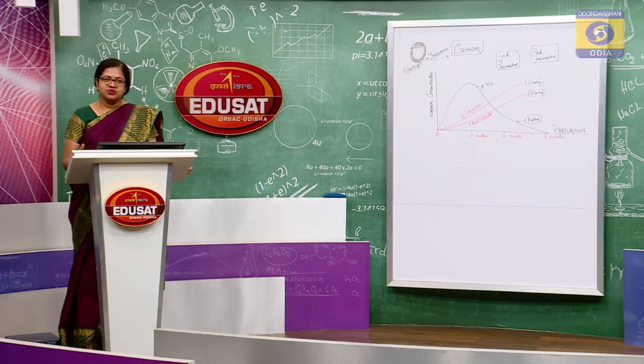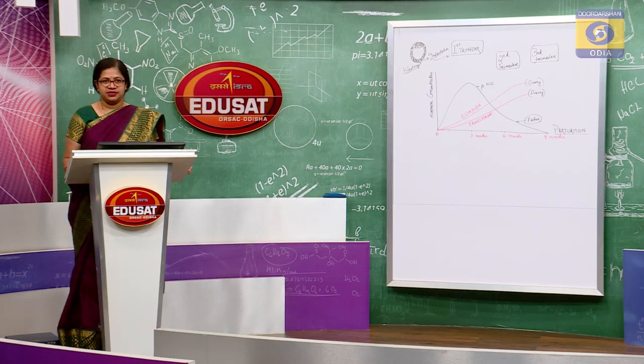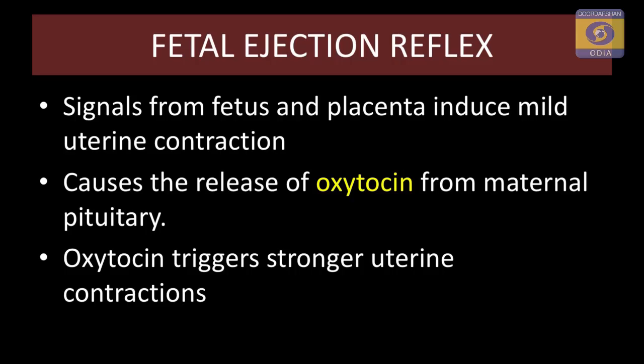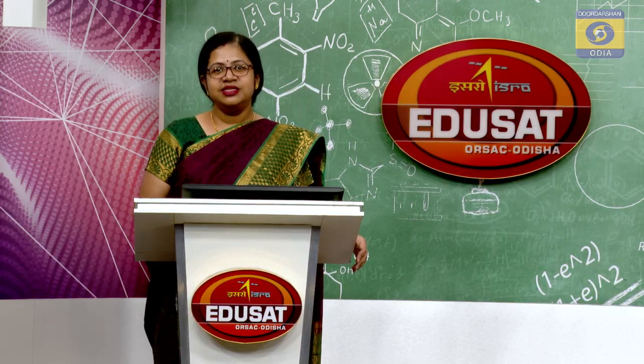Now, when the gestation period is complete, the fetus will send certain signals. The signals from the fetus and the placenta will induce mild uterine contractions in the mother, and this will lead to release of oxytocin from the pituitary gland of the mother. So, pituitary gland will secrete oxytocin and the level of oxytocin will go up in maternal blood. This oxytocin will trigger further stronger uterine contractions. As oxytocin concentration keeps building up, these contractions will increase in intensity.